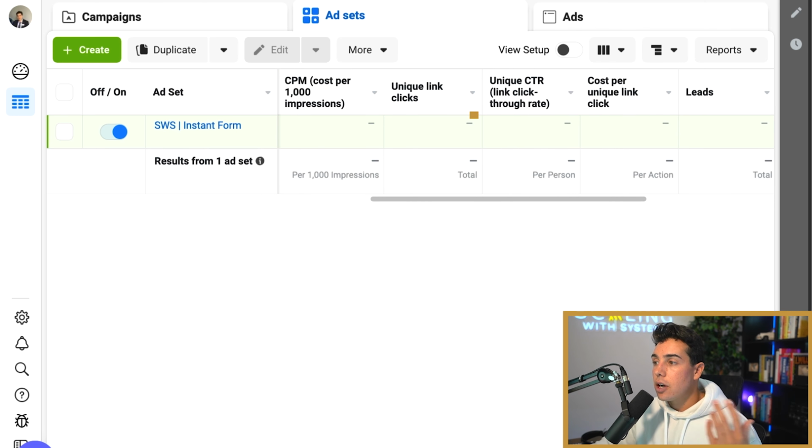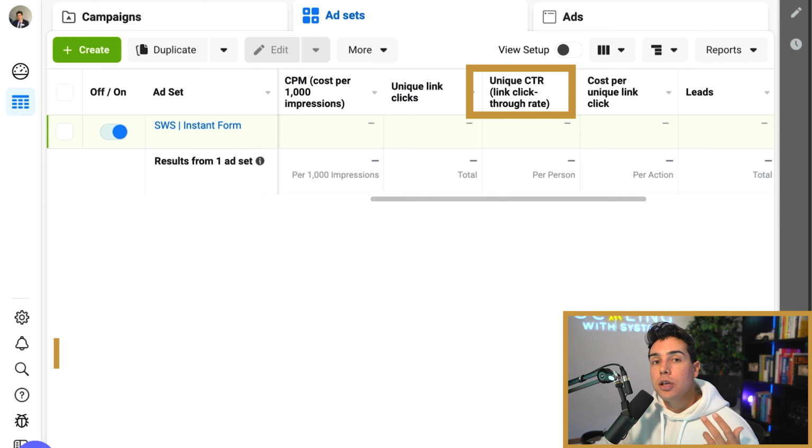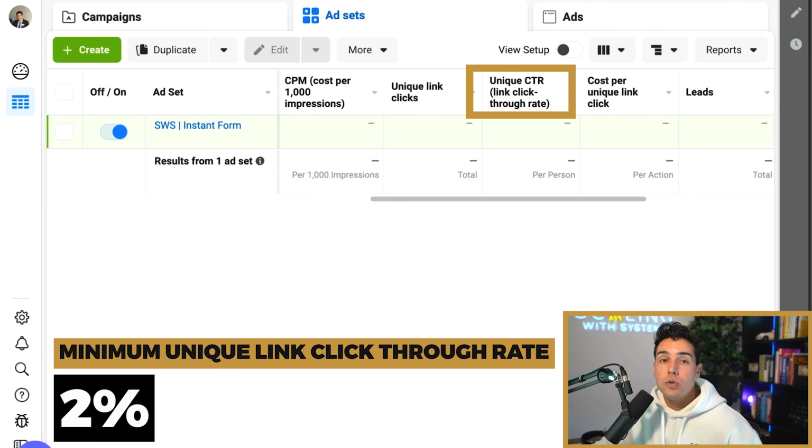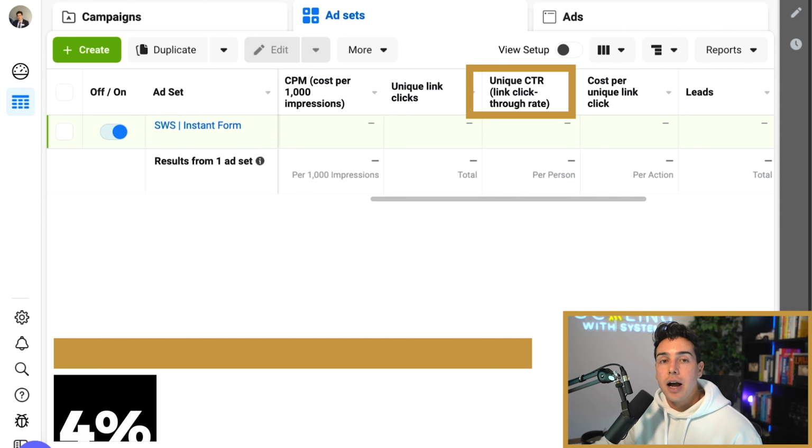And in our campaigns and our clients' campaigns, the bare minimum unique link click-through rate that we're looking for is 1%. We've had it as high as 2, 3, even 4% for ourselves and our clients sometimes if you have a really good ad creative and a really good ad copy.